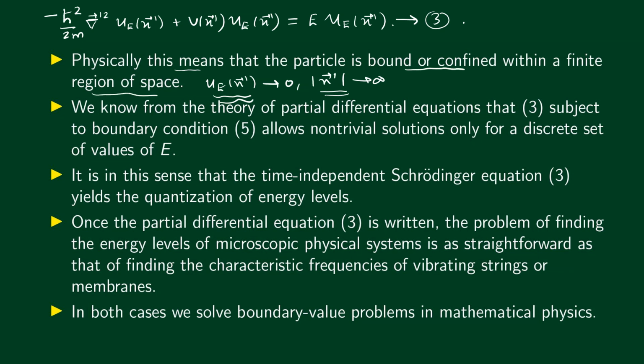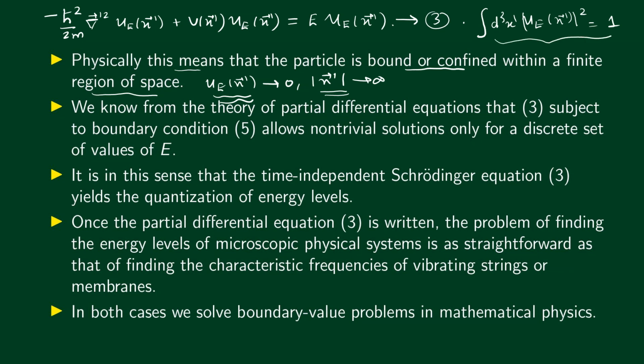This is understandable because u_E of x vector prime is a wave function of the system. We have this interpretation: the modulus square is related to the probability density. So if you add up all the probabilities over the entire space, which is given by the integral d cube x prime of modulus u_E of x vector prime squared, this should give me 1. This is the normalization condition.